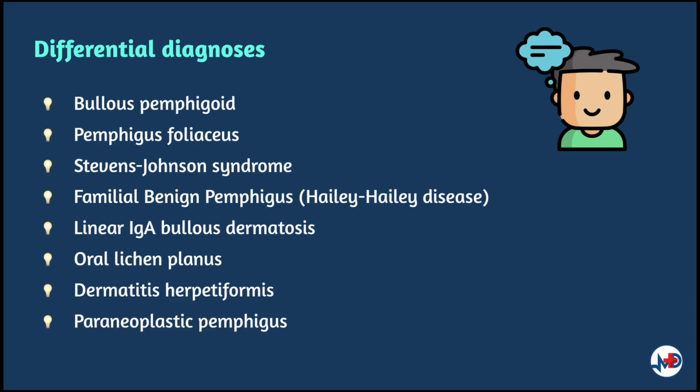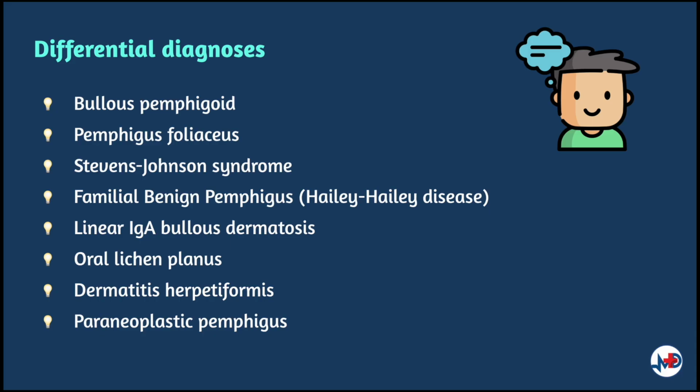Moving on to Stevens-Johnson syndrome, oral lesions mimic pemphigus vulgaris. However, it is usually a reaction to medications like antibiotics that starts with flu-like symptoms followed by a painful rash that spreads, becoming blisters. Just like pemphigus vulgaris, Stevens-Johnson syndrome has a positive Nikolsky sign. Then there is familial benign pemphigus or Hailey-Hailey disease. A very obvious differentiating factor is that familial benign pemphigus does not involve the oral mucosa.